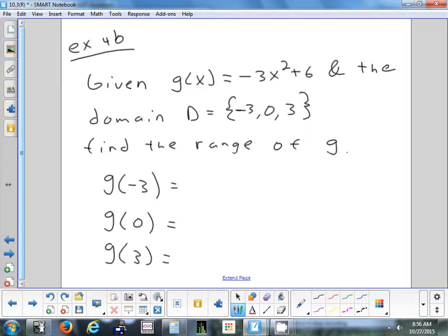So we have them all listed out. G of -3, G of 0, G of 3. Who can tell me this G of -3? What's that equation going to look like when I write it out, Victor?